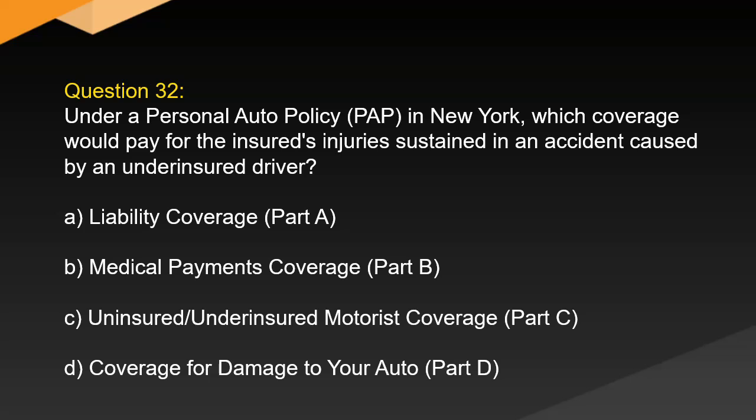Question 32. Under a personal auto policy, PAP, in New York, which coverage would pay for the insured's injuries sustained in an accident caused by an underinsured driver? A. Liability coverage, Part A. B. Medical payments coverage, Part B. C. Uninsured underinsured motorist coverage, Part C. D. Coverage for damage to your auto, Part D.